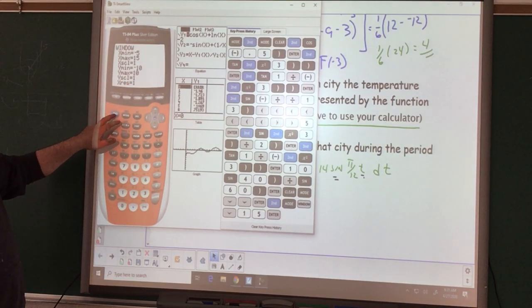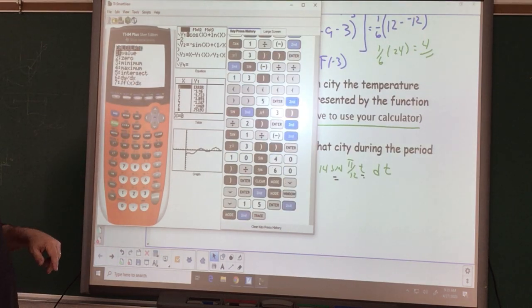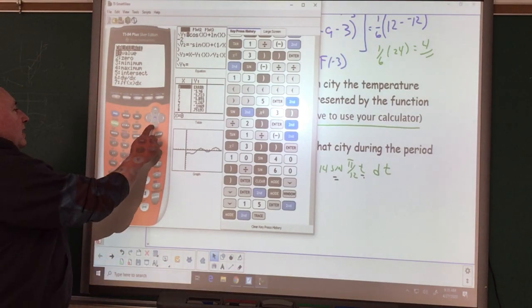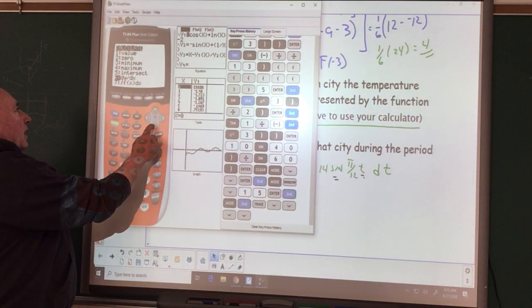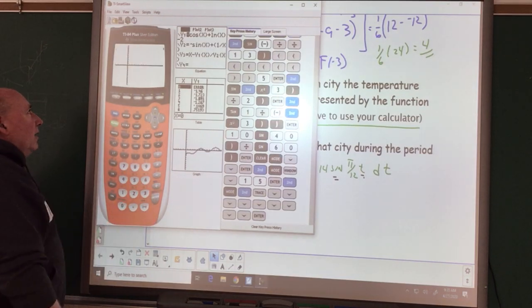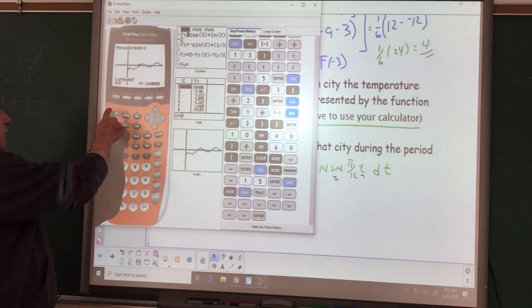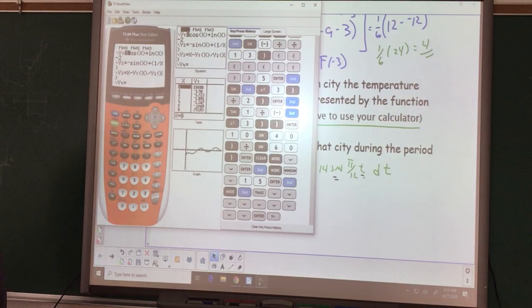So if we go to calculate, if we look at option number 7, it gives us the antiderivative. It allows us to be able to calculate a definite integral. Well, I got a little funky function in there. So what I need to make sure of is I need to make sure I have the correct function. Well, I obviously don't have the correct function there.